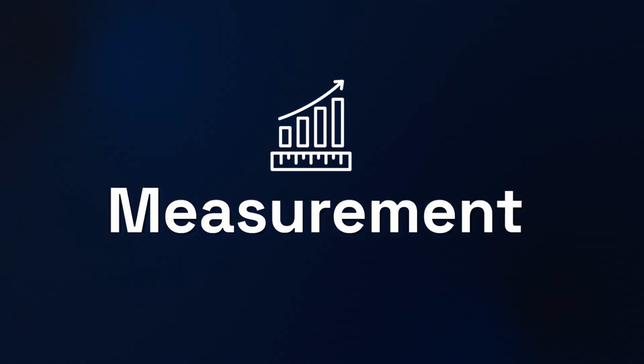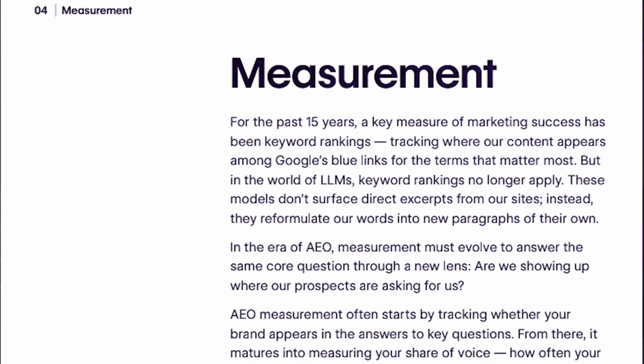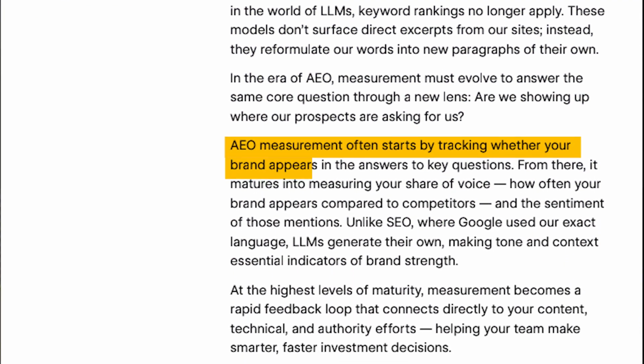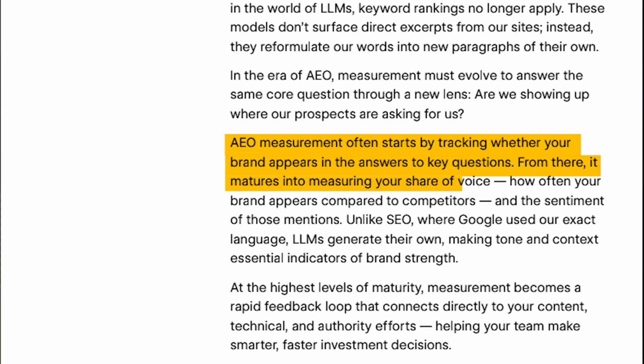Now we come to the final pillar, which is measurement. This is the one that trips everyone up, because if 0 clicks is the new normal and people aren't visiting your site, how do you even know if any of this is working? We're used to tracking keyword rankings. You check Google Search Console, you see you rank number 1 and you celebrate. But in ChatGPT, there are no rankings. There is just the answer. So the playbook says we have to shift our mindset from ranking to what they call share of voice.